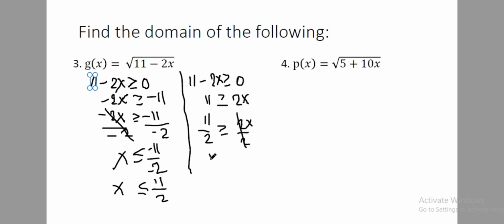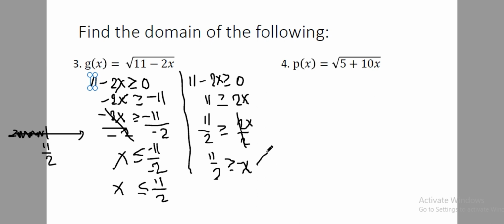This one is 11 over 2 greater than or equal to x. Okay, these two have the same answers or interpretation. For the first one, it means that the x values, say for example, we have here 11 over 2, are less than 11 over 2. So meaning this portion, they are smaller than 11 over 2.